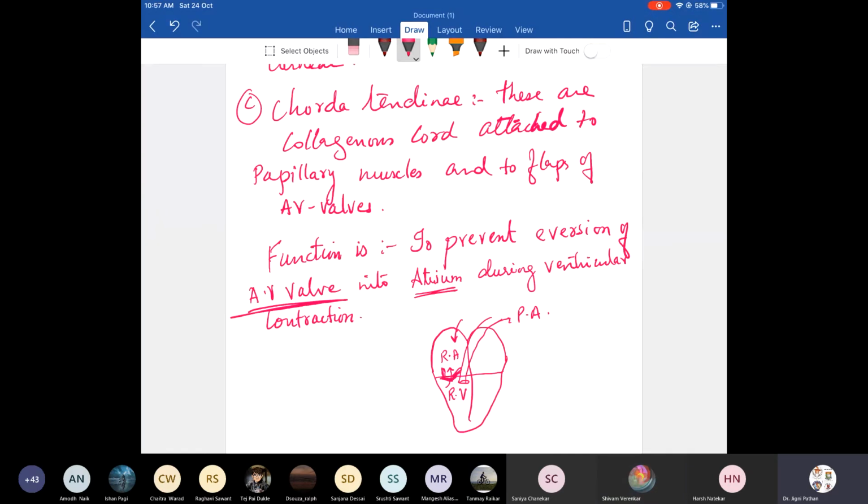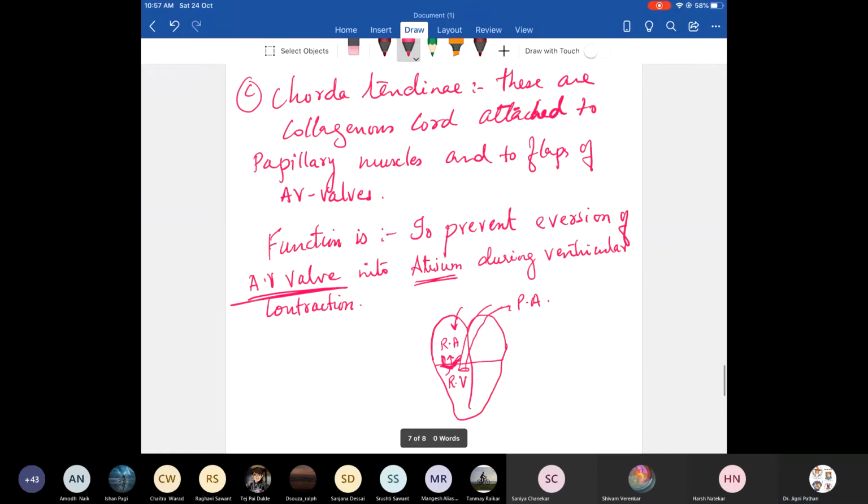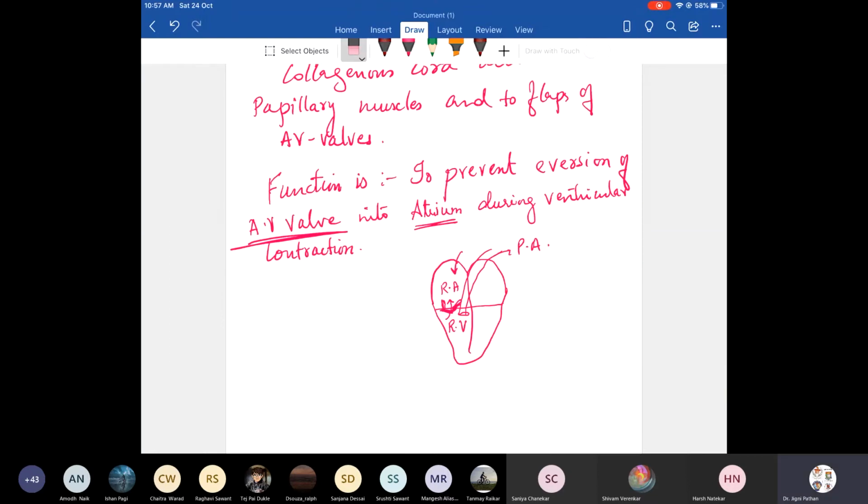Ma'am, could you please explain the chorda tendineae part again? See, Shifa, listen to this. When the auricle contracts, here what do you have? Here you have the AV valve. AV valve means tricuspid valve. On the right side you have tricuspid, on the left side you have bicuspid.